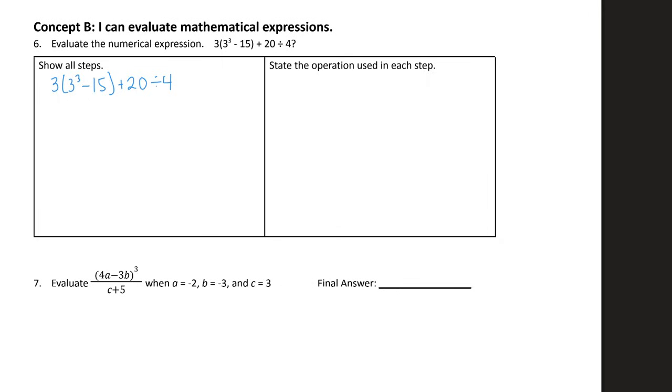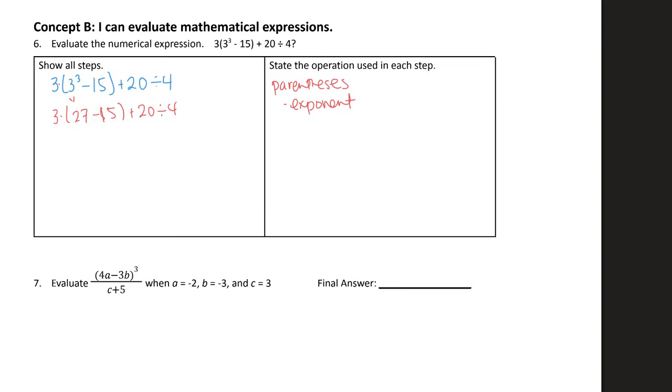All right. Question number 6 is an order of operations question, and they want us to show all of the steps, and we're going to state the operation used in each step. So we know the first thing we do is parentheses, and I see that I have parentheses here. And inside the parentheses, I'm going to do my exponent first. So I have 3 to the 3rd power, which is going to be 27. And remember, everything else just comes down with it. I'm also going to put a multiplication symbol where there's an invisible multiplication symbol.